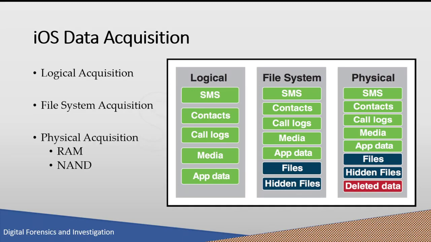So iOS devices have two types of memory: volatile memory and non-volatile memory. The non-volatile memory is usually a NAND flash memory on the mobile phones. Volatile memory, which is RAM, is used to load and execute the key parts of the operating systems or applications. So the data stored in the RAM is lost after the device reboots.